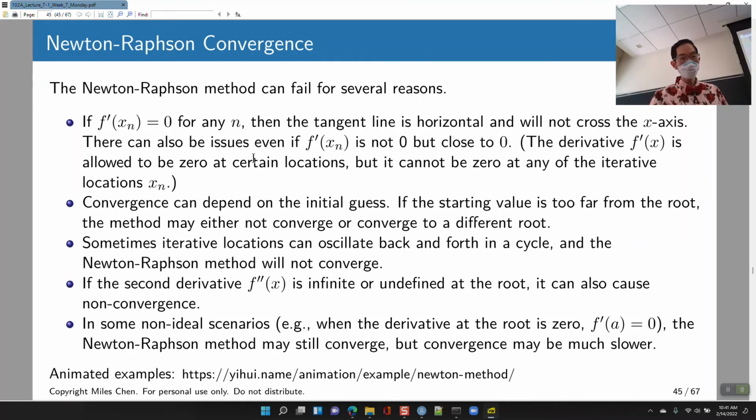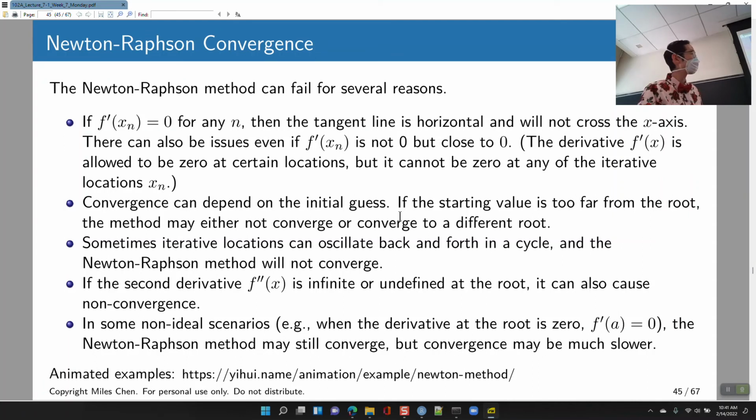But even if it doesn't exactly equal 0, if it just comes very close, where the slope is very close to 0, where is it going to cross the x-axis? It might rocket off and cross at like x equal to 1,000,000 or someplace like that. If you have a slope that's not 0 but very close to 0, you can end up with something like that. Convergence will depend on your initial guess.